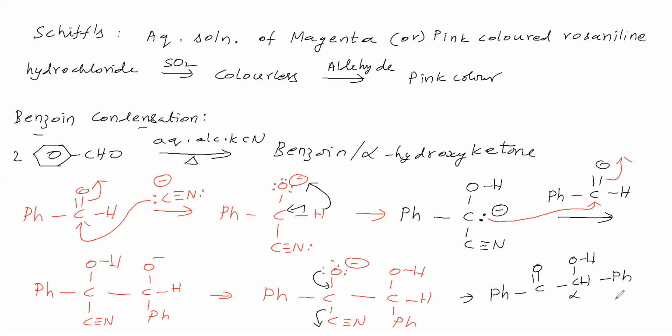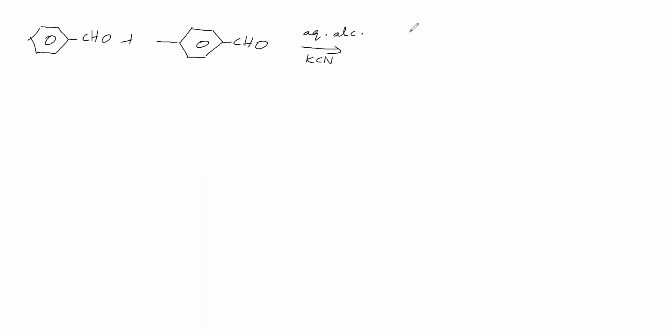Next reaction we'll see. Now we will take benzaldehyde. In the benzoin condensation continuation, we have taken benzaldehyde. Then we will take paramethyl benzaldehyde. Then we will treat this with aqueous alcoholic KCN. Okay. So we have taken benzaldehyde and paramethyl benzaldehyde, with aqueous alcoholic KCN. What is the product we will get? That we will see. So we will see the mechanism.